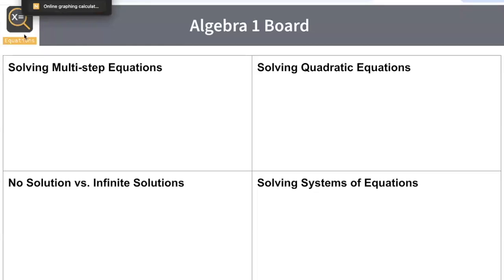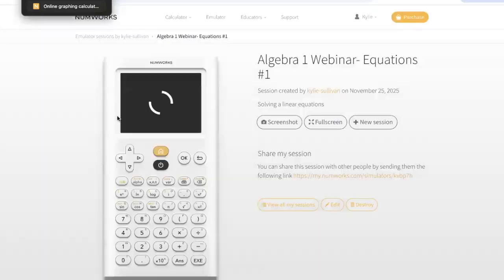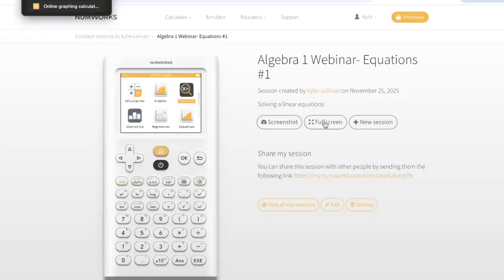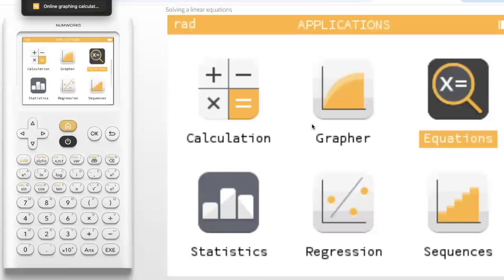So taking you through the equations app, I can solve multi-step equations. We've got quadratics that we're going to see, and then also systems. So I'm going to start with multi-step equations. The first problem is here, and we did store it, so I'm going to click that to save time. And now we're going to go into the equations app.